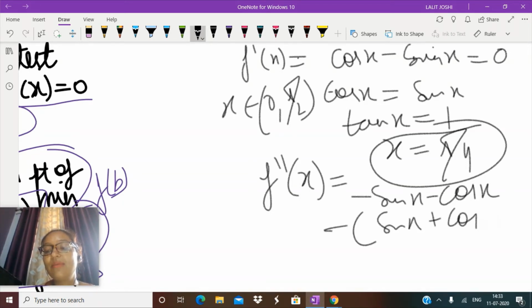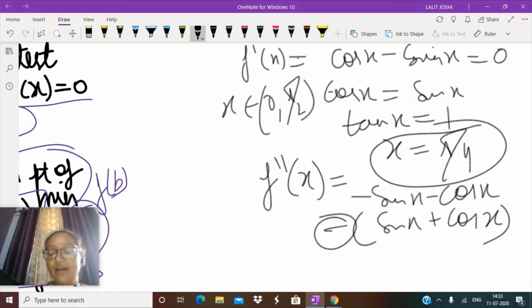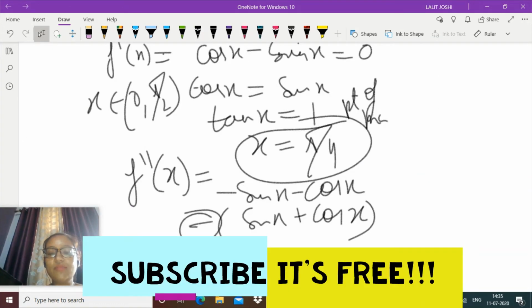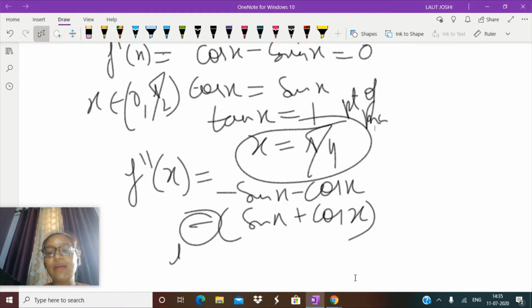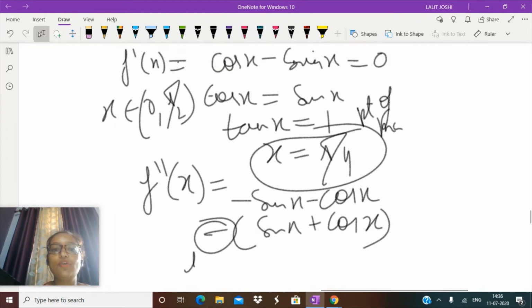Just remember we only have to focus on the sign, right? If I put pi by 4, both the values in the first quadrant will be positive, so altogether we have a minus sign outside. So it means this is a point of maxima, and what will be the maximum value? We can just put it in the original function and find the maximum value, which will come out to be root 2, right? On the same lines, we can do the next part. So what is the next part?